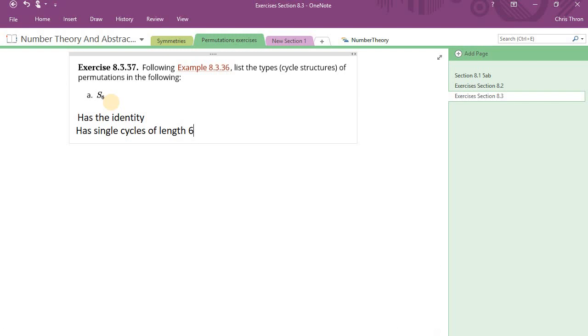But you don't have to include everything in the set in your cycle. So you could have a cycle of length 5. 1 goes to 2, goes to 3, goes to 4, goes to 5. That's a cycle of length 5. Now, there are many cycles of length 5. You could go 5 goes to 4, goes to 3, goes to 2, goes to 1, or some other combination. If you think about it, you could also have cycles of length 4, 3, and 2.